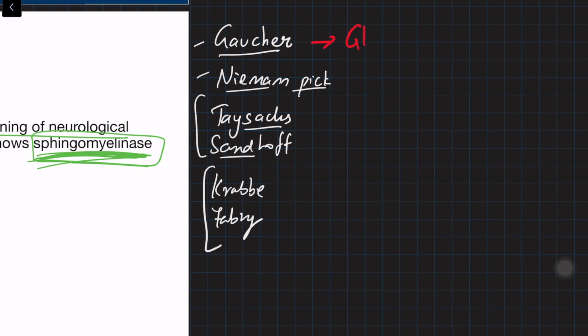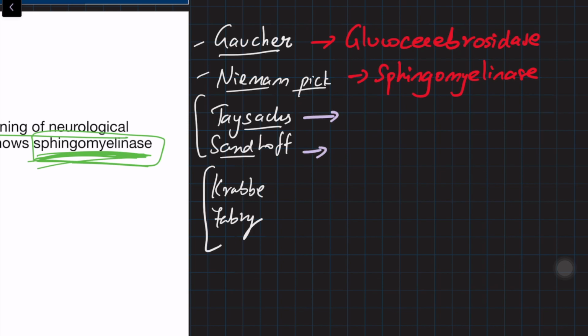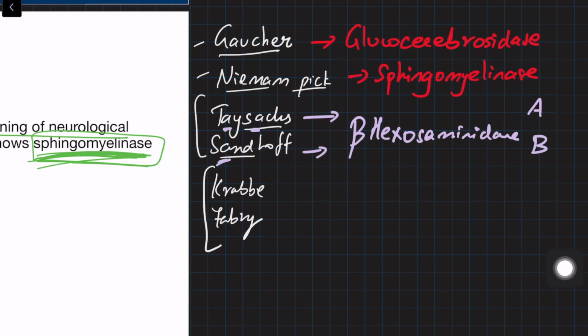Okay. For Gaucher, it is glucocerebrosidase. Okay. And for Niemann-Pick, it is sphingomyelinase. So these two are must-knows. You have to remember these no matter what. These are very important. And Tay-Sachs and Sandhoff, it is beta hexosaminidase. Both are the same enzyme. Tay-Sachs is A and Sandhoff is B. Cannot remember? Tay-Sachs has 2 As, Sandhoff is only 1 A, so give Tay-Sachs the award of A. Beta hexosaminidase, A is Tay-Sachs, Sandhoff is B.